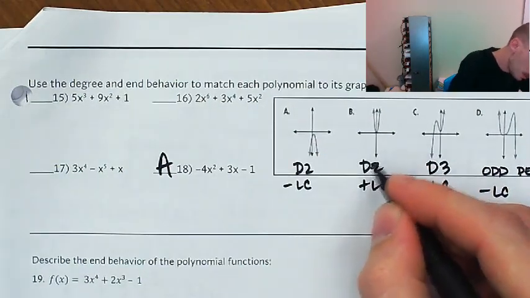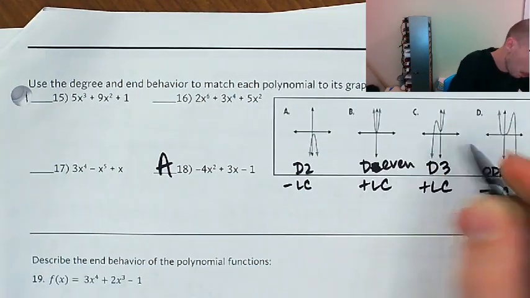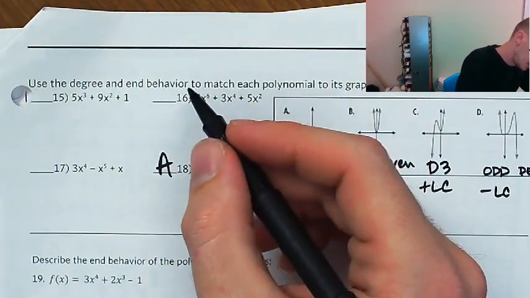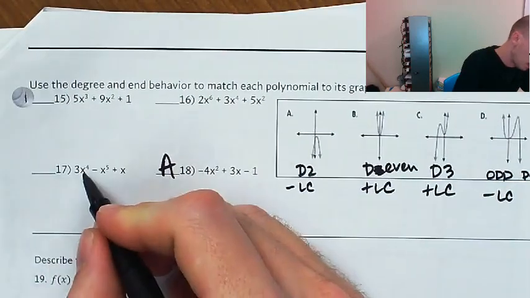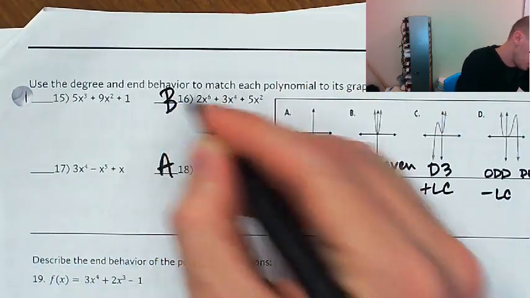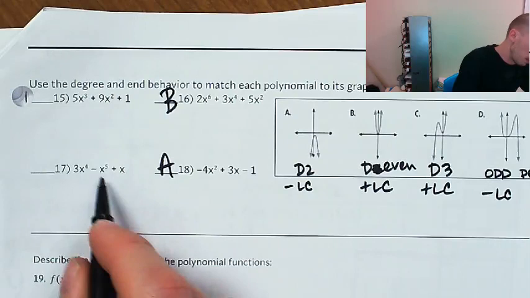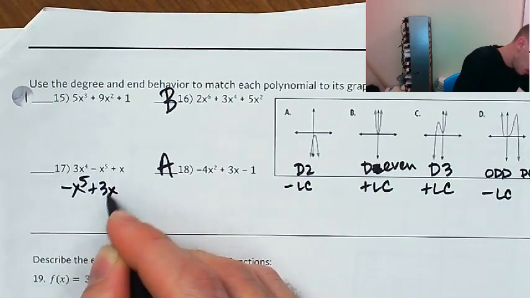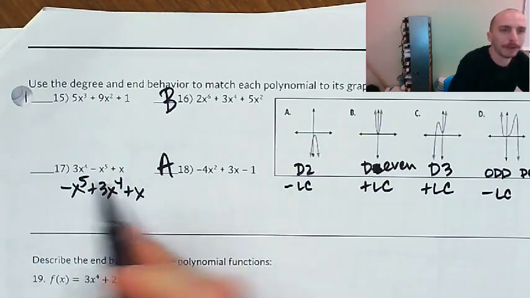All right. Degree even with a positive leading coefficient, that'll be over here. Okay, and then that's got me concerned, but I see what they did. You just got to be careful. This is a 5th degree polynomial, so negative x to the 5, 3x to the 4 plus x. That's kind of a dirty trick.